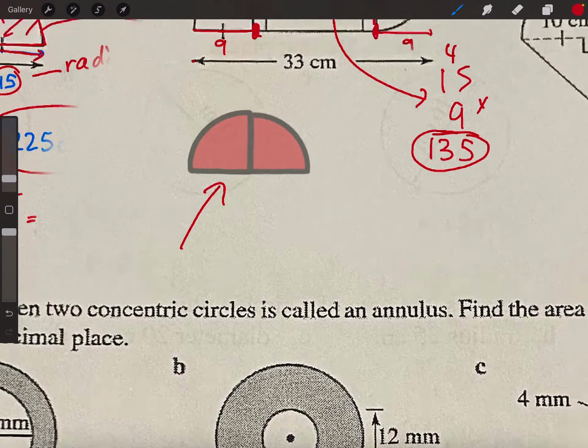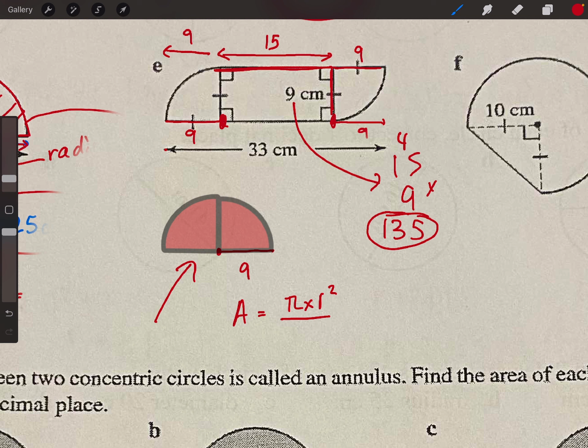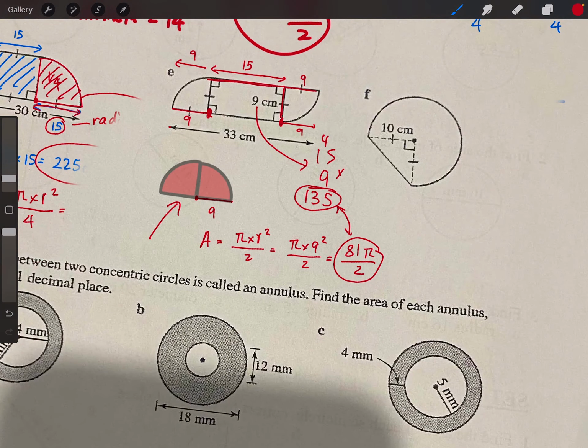Now we know that the radius is 9. So the radius from here to here is just 9. Therefore, the area of this semicircle is pi times radius squared divided by 2. That means pi times 9 squared divided by 2. 9 squared is 81, so 81 times pi divided by 2. Work that out, use a calculator, and then add it with 135 and you get the final area.